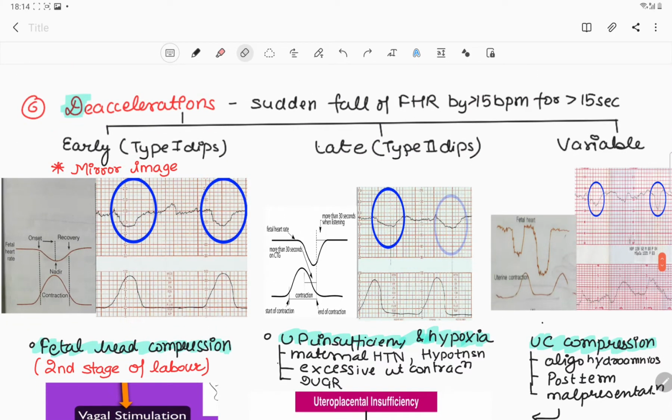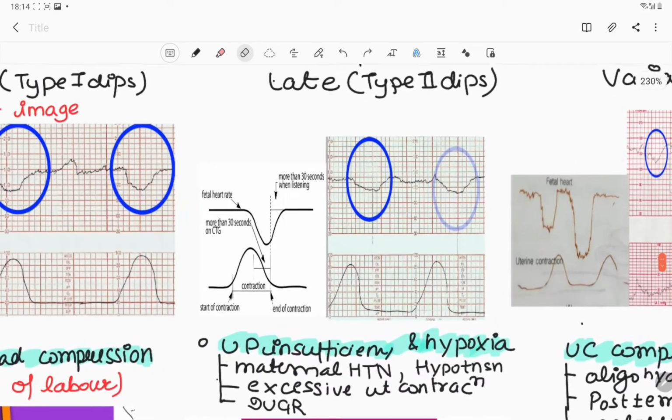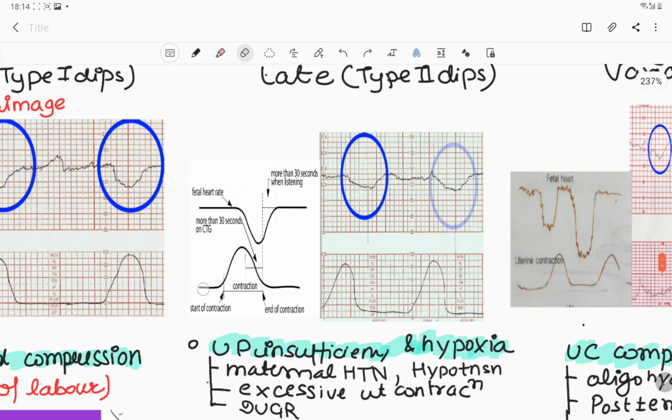Second is late deceleration or type 2 dips. See, in this picture, when uterine contractions start, fetal heart rate is normal. When there is the peak of uterine contraction, then fetal heart rate starts dipping. And after the uterine contraction has subsided, fetal heart rate is still at the lowest point and will return back to normal after some time.